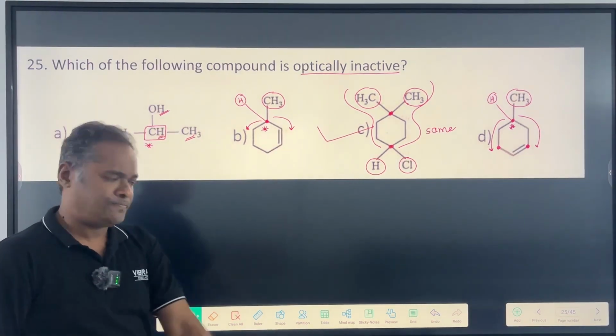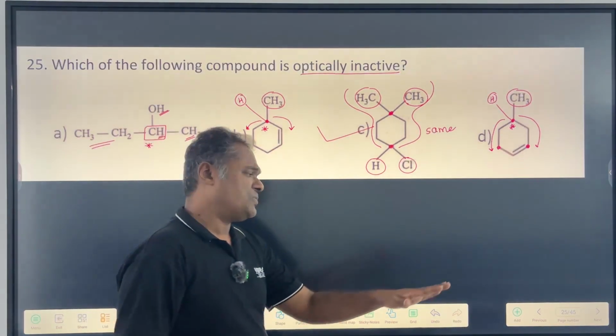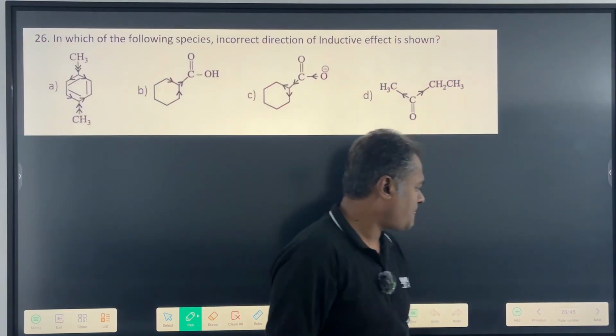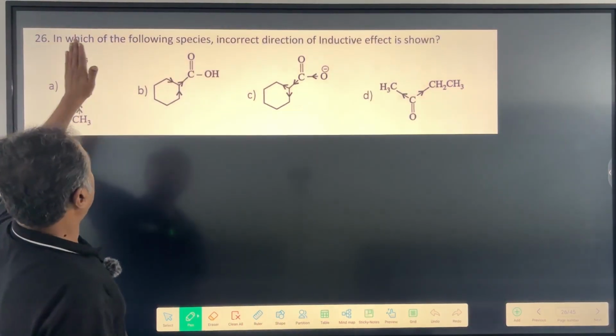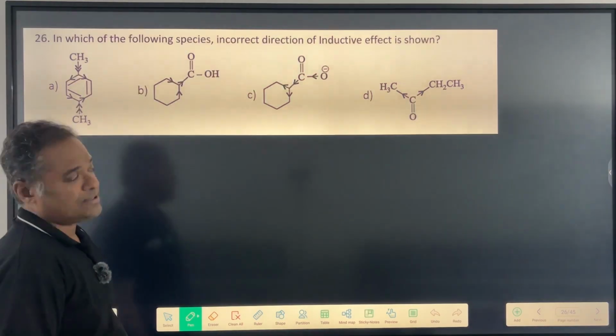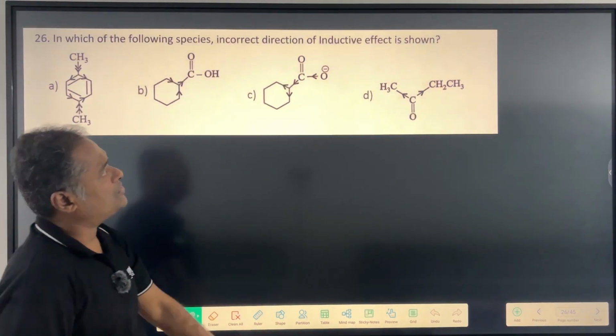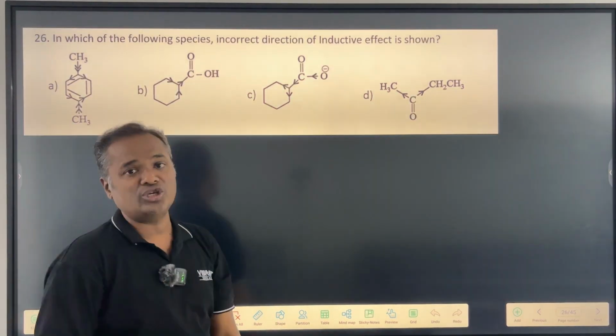Is the term clear? So student, let's proceed with the next question what we have. Now over here, the question asked is, in which of the following species is the incorrect direction of inductive effect shown?